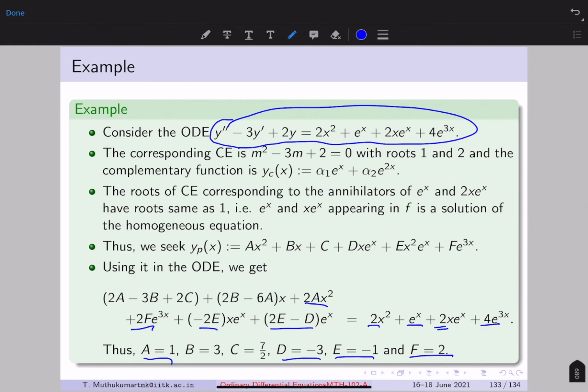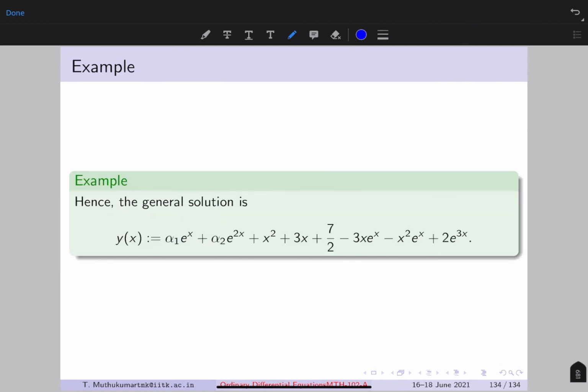And if you use this information back again here, since we're matching this, there is no x term here, so it's 0, so you will get b equal to 3. And now use a and b, and then you get c is 7 by 2. Okay, so you have computed all these 6 coefficients in this case. Which means we have solved for the general solution, where alpha 1, alpha 2 are the arbitrary constants, and the rest is coming from the particular integral. So that's the general solution of the given ODE.